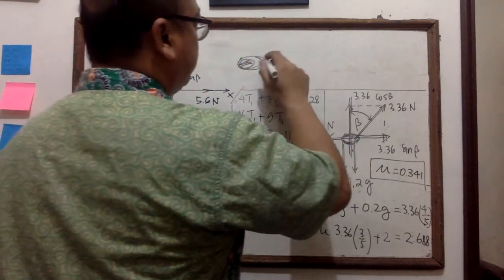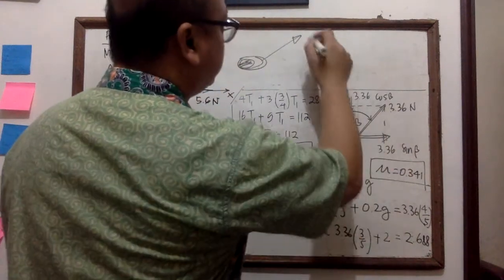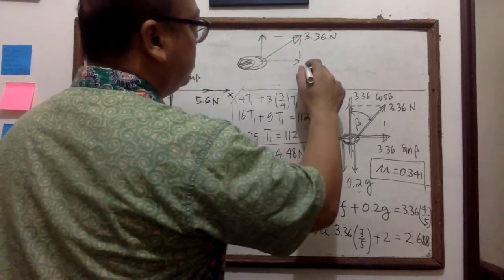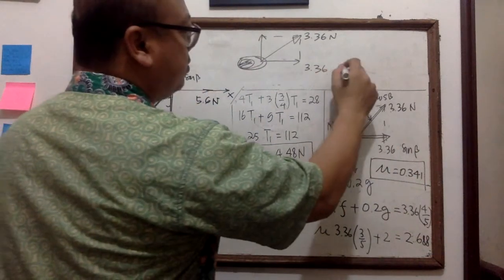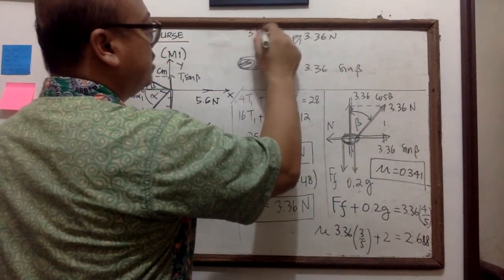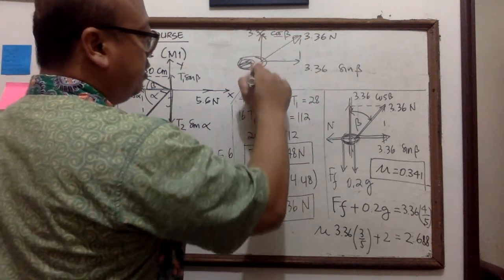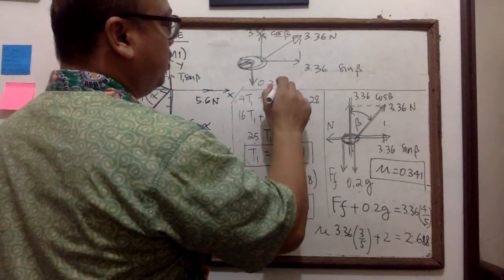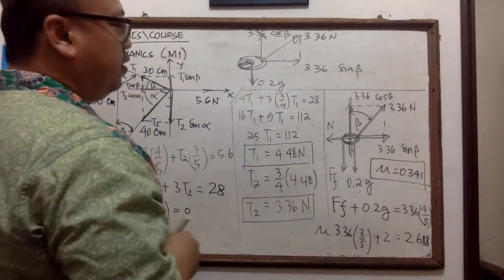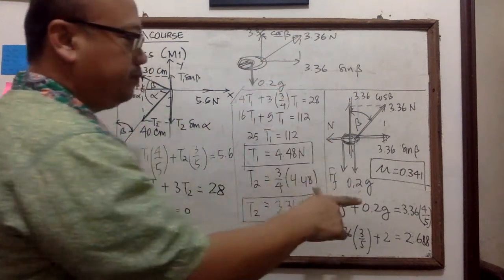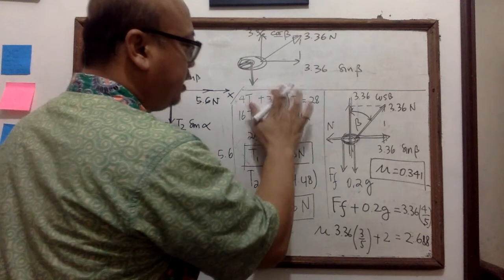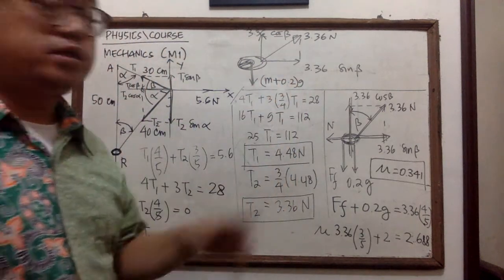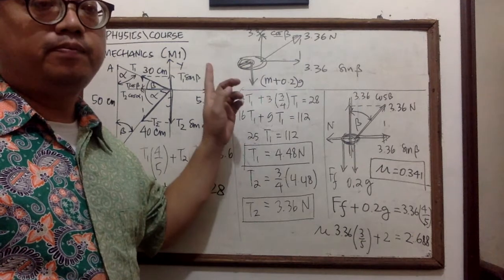So we still have the tension here, 3.36 Newton, and we also have 3.36 sine beta, and here 3.36 cos beta. Here we have the mass of the ring, 0.2 g, and we have mass m also, so m plus 0.2 g is the weight of the ring and the attached mass.